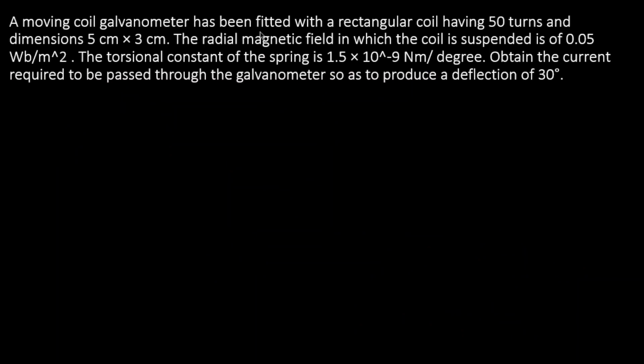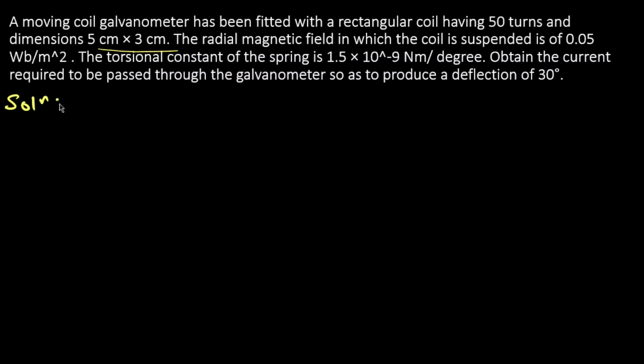A moving coil galvanometer has been fitted with a rectangular coil having 50 turns and dimensions of 5 cm into 3 cm. The radial magnetic field in which the coil is suspended is of 0.05 Weber per meter square. The torsional constant of a spring is 1.5 into 10 raised to minus 9 Newton meter per degree. Obtain the current required to be passed through the galvanometer so as to produce a deflection of 30 degrees.